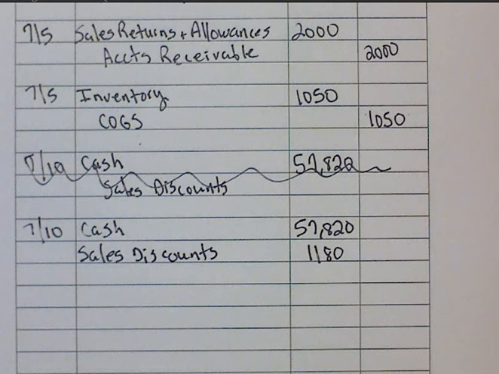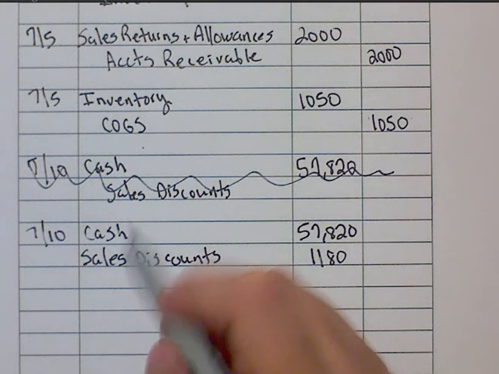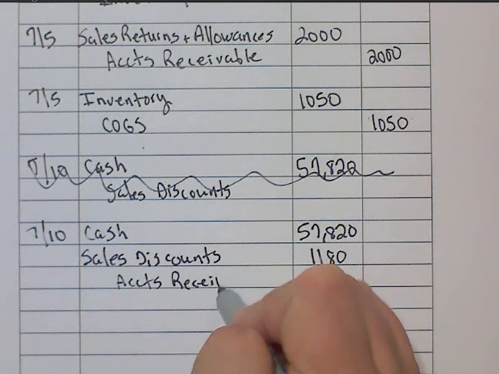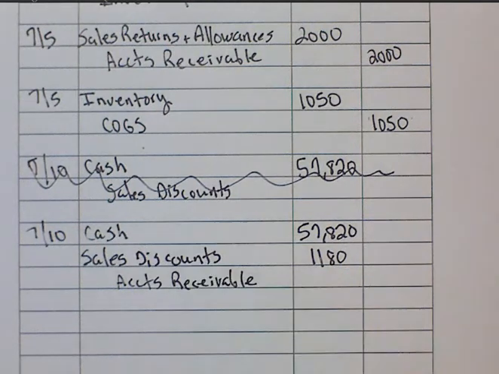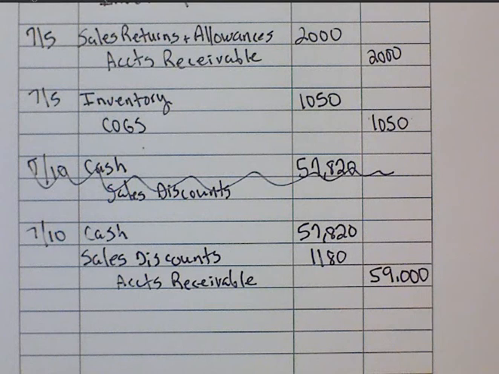Because just like sales returns and allowances, sales discounts is a contra revenue account. So whenever we accept a discount, a cash discount, we have to debit sales discounts. And then we're going to credit accounts receivable for the $59,000 that's left in the balance. Right. So that is how you journalize sales transactions.